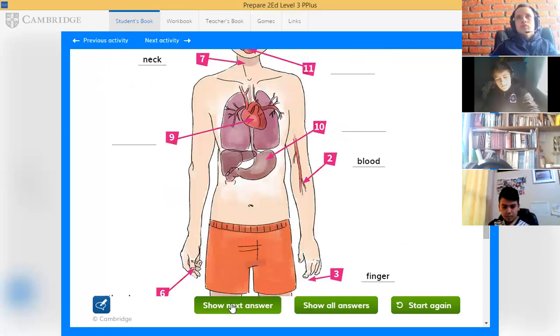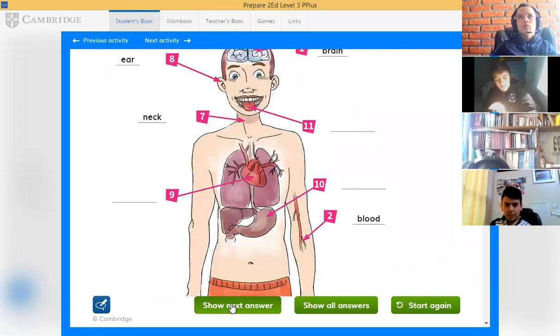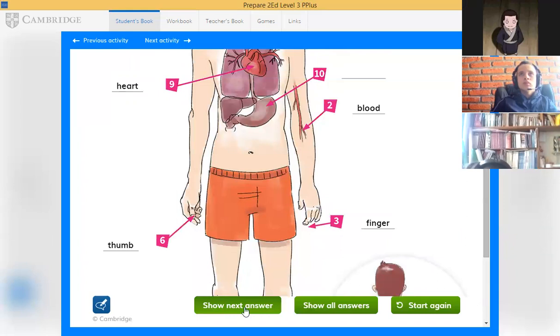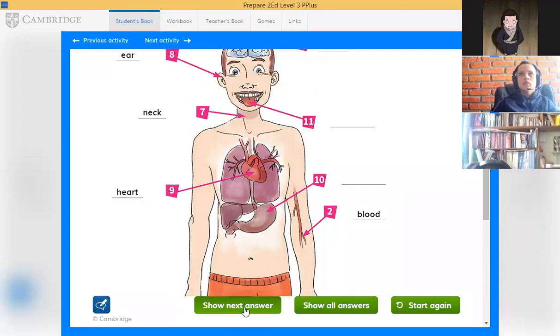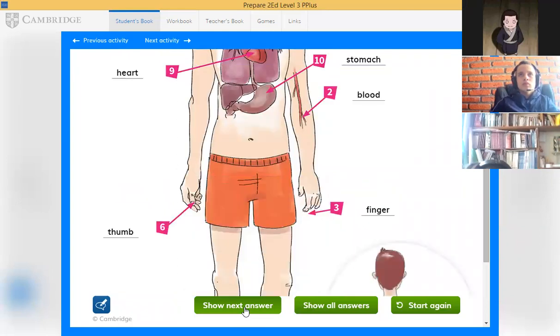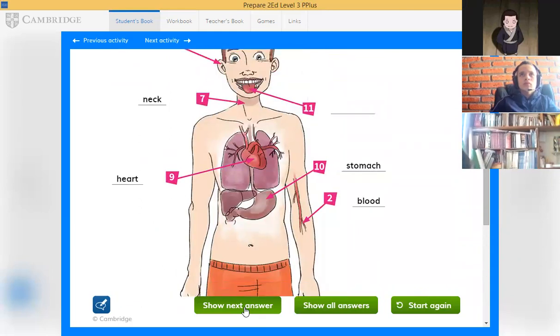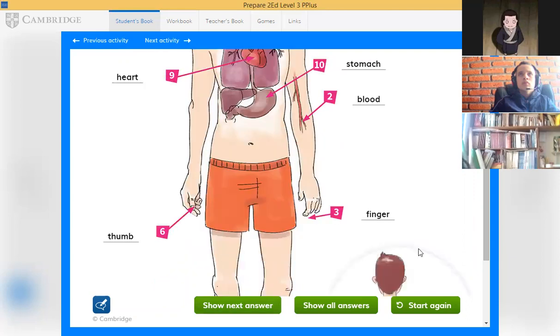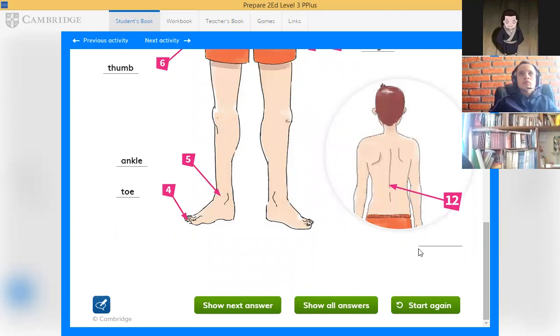Number eight. Ear. Nine. Heart. Ten. Stomach. Don't say stomach, okay? And number 11. Tongue. Don't say tongue. And we have one more. That is the number 12, if I am correct. Back. It's back. Yes.